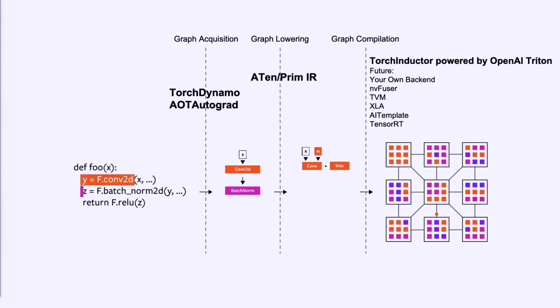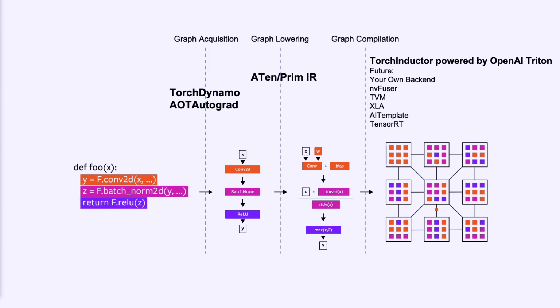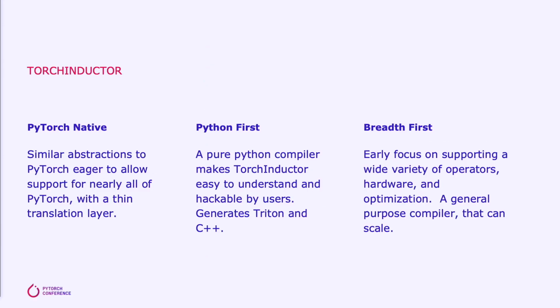On the backend itself, with Dynamo actually acquiring the graph and then lowering to prim IR, you can give it to a bunch of compilers, but we thought about building our own Torch native compiler called TorchInductor, and it's heavily powered by OpenAI's Triton project. We have a bigger deep dive later today, but it's a compiler that's written all in Python, and I think that's awesome because I can hack on it pretty easily. And it's breadth first. It tries to cover as much of PyTorch as possible rather than saying, oh, it only works for these small sets of models.